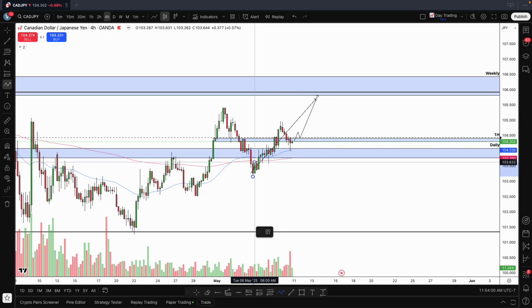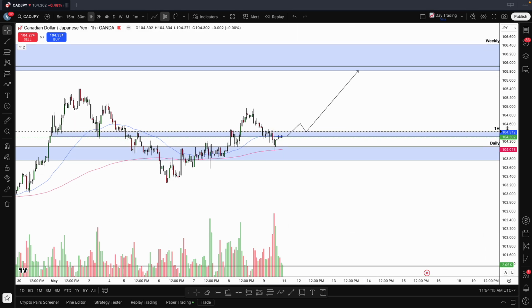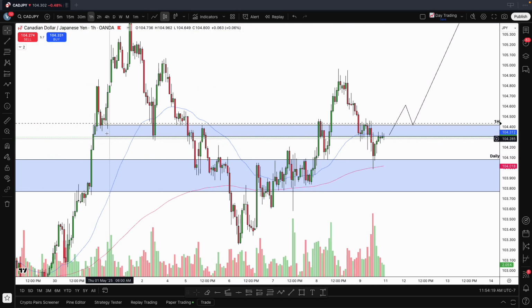So we can see a high, low, high, low, high, low, high, and a low, and then another high. That's how price generally tends to move. So I'm just going to be waiting for this 1 hour candle to close above this area of structure where there's a lot of support and resistance. As we can see, support, support, support, support, resistance, resistance, resistance.